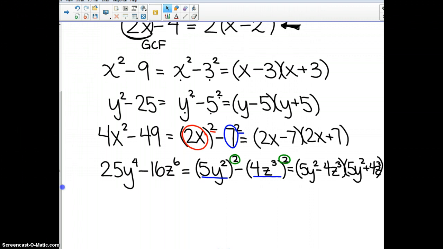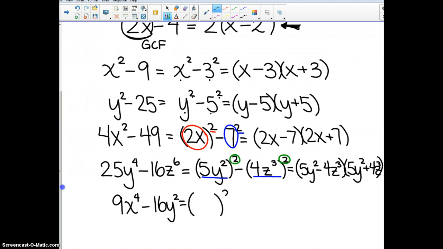What I'd like for you to do in your notes now is go ahead, I'm going to put one on the board, pause for a couple seconds, so you can pause the video and work through it at your desk, and then replay or push play again on the video when you're done, and compare your answer to mine. See if you've gotten the right thing. All right. So let's look at 9x to the 4th minus 16y squared. Hopefully you paused the video and tried this one by yourself before you just kept listening to me.